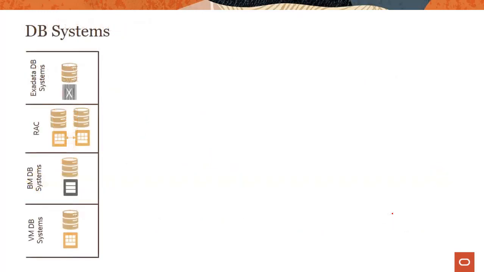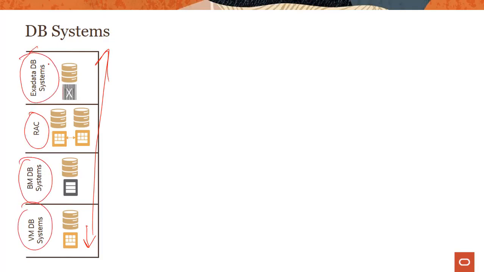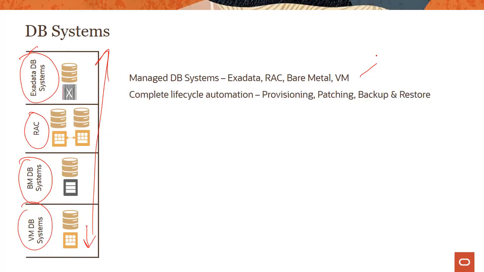Now let's look at some of the DB system capabilities first, and then we'll talk about autonomous. You can see the bunch of offerings we talked about: the VM DB systems, the bare metal DB systems, Oracle RAC, which lets you cluster your Oracle database, and then Exadata. That's the first thing: you get different kinds of options depending on your use case. You could use one over another.